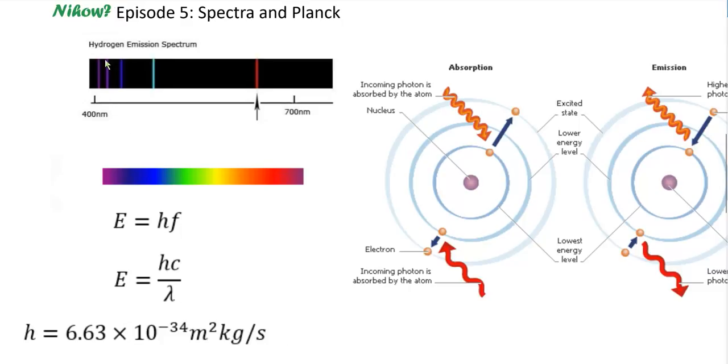And as I said, every different element has its own unique emission spectrum. It's incredibly useful in identifying elements, especially when you get to astronomy, where you want to find the kinds of elements in a star. You use these emission spectra.